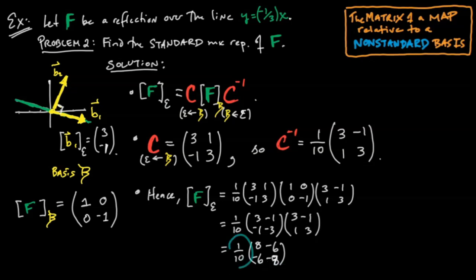If you like, you could push that 1/10 into the matrix and write it this way, but I think that's very ugly, so I will leave it factored outside. Much nicer to have all whole number entries. We just have to remember that the 1/10 really is part of our matrix. Good, and that's it. We have now succeeded in solving our problem. We have the standard matrix representation of a reflection over the line y equals minus 1/3 x.